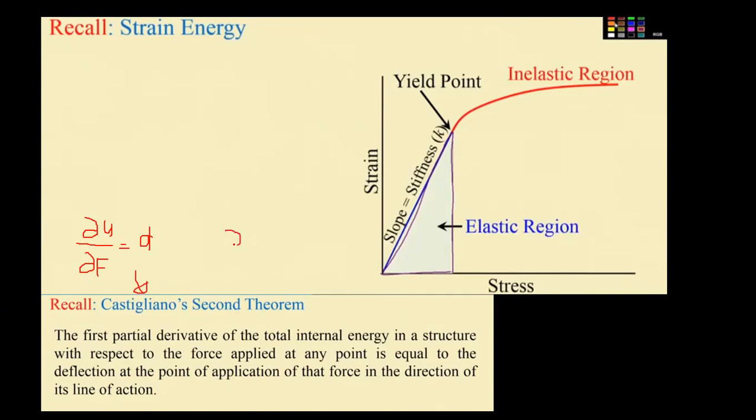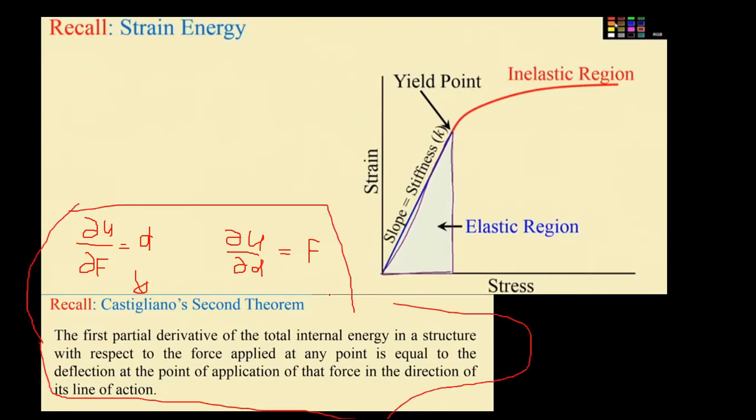And if you interchange this, dU over dD, it's Castigliano's first theorem. If you partially differentiate the strain energy with respect to the displacement, that gives you the force along that direction. So these are the theorems in energy methods.